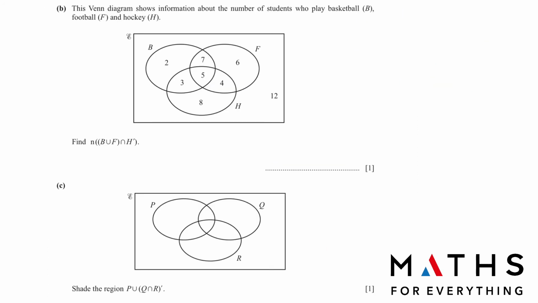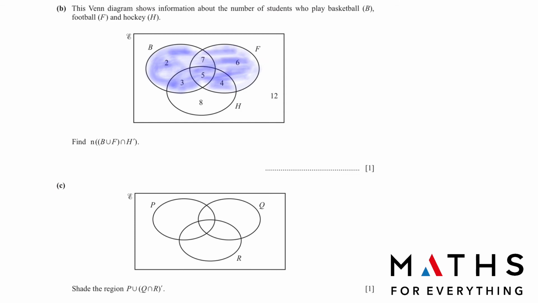Now part B. This Venn diagram shows information about the number of students who play basketball. B is basketball, football, and hockey. And these are the students who do not play anything. You need to know your notation very well. First, there are two notations, union and intersection. So first we find the union, B union F. B union F is in B and in F. So this is B union F.